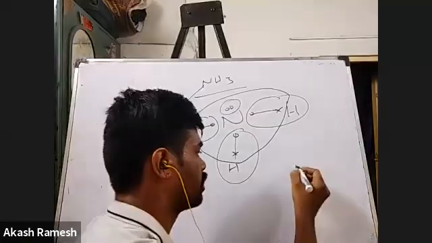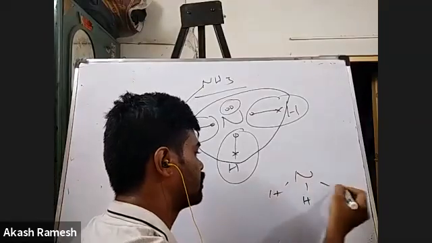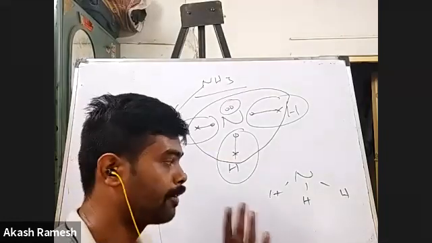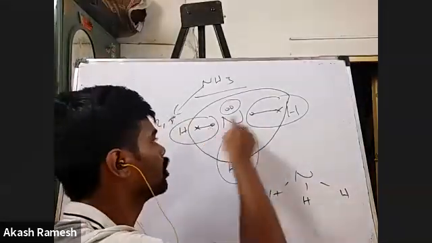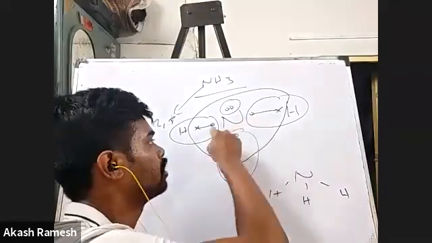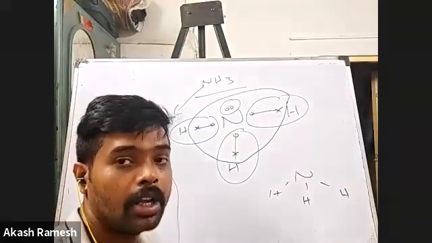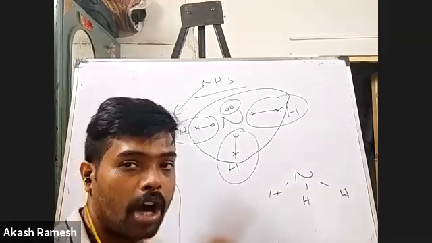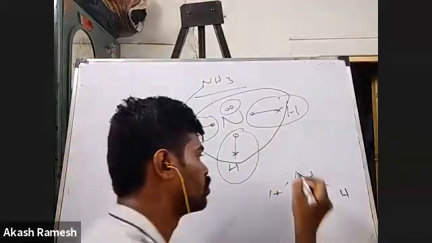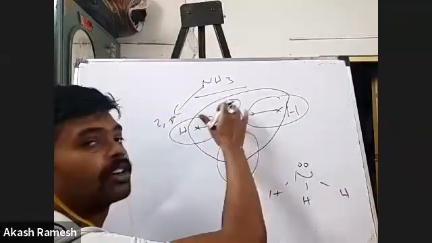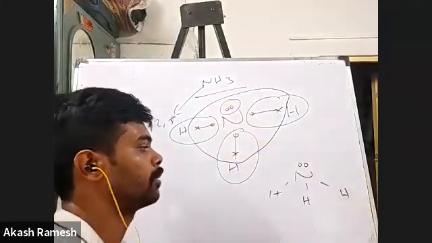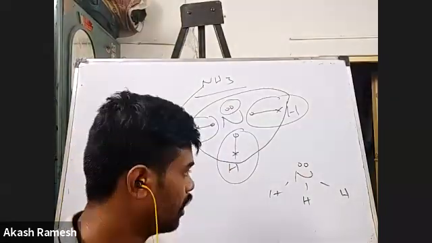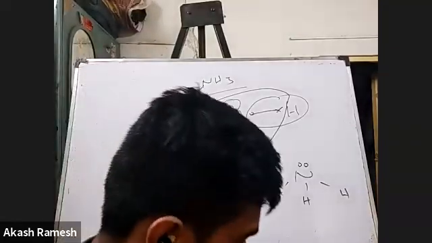Okay, wait. So now the thing is, I have 3 bonds done, right? There are 5 valence electrons. Out of that, 3 are involved in bonding for nitrogen: 1, 2, 3. So obviously there should be 2 more electrons in the valence shell which are not involved in bonding, and that is my lone pair. So you can see these two electrons are not involved in bonding, so I represent it like this. Understood? Okay, so that's about the ammonia molecule.